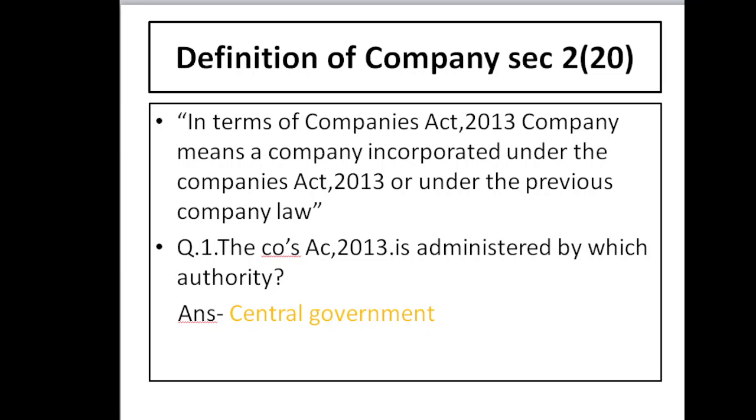In terms of Companies Act 2013, company means a company incorporated under the Companies Act 2013 or under the previous company law. The Companies Act 2013 is administered by which authority? The answer will be central government.